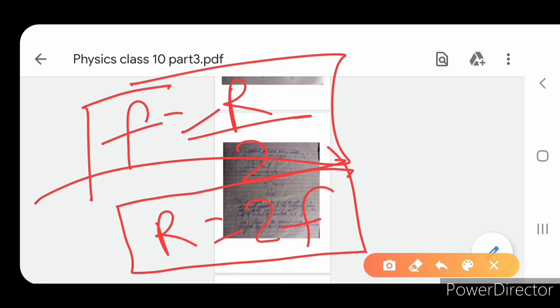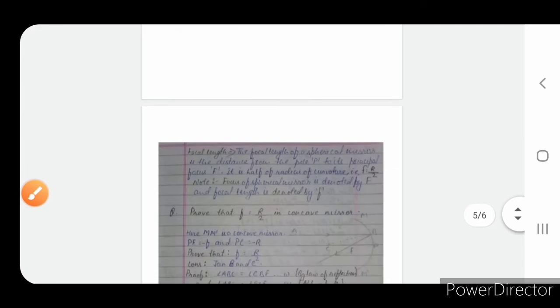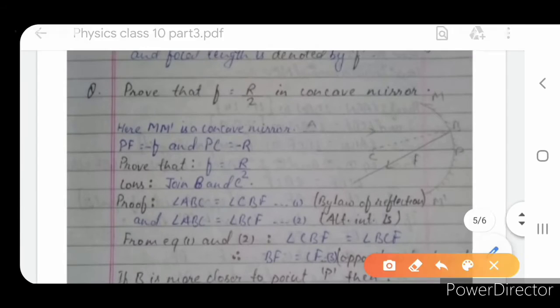The relation between radius of curvature and focal length is that radius of curvature is twice the focal length, or focal length is half the radius of curvature. Now we have to prove that f is equal to r by 2, that focal length is half the radius of curvature.